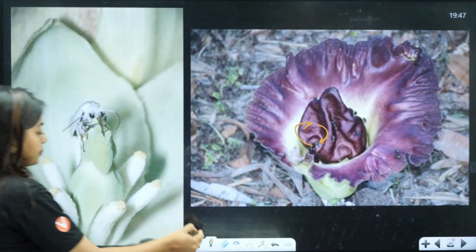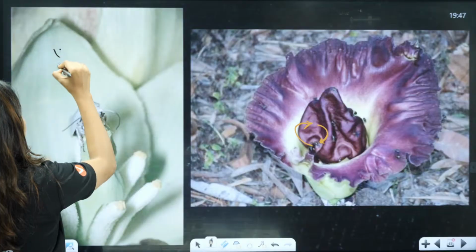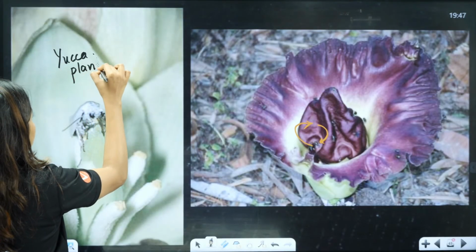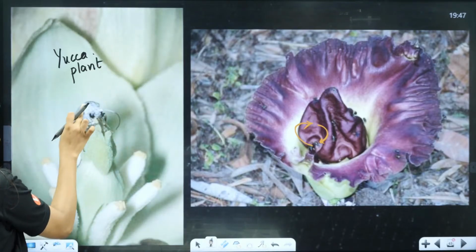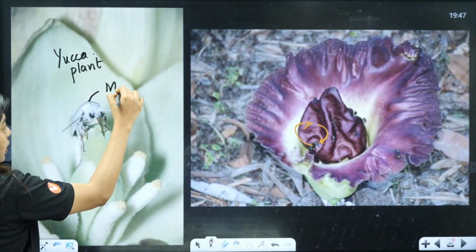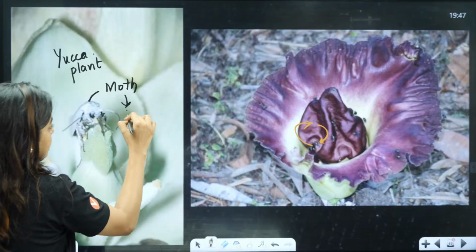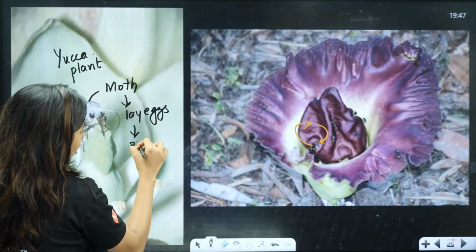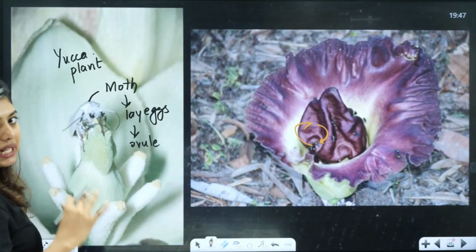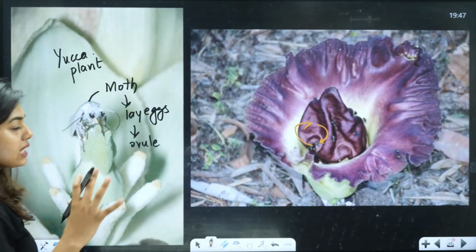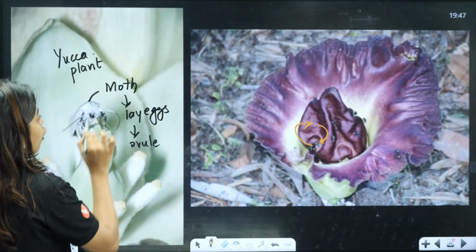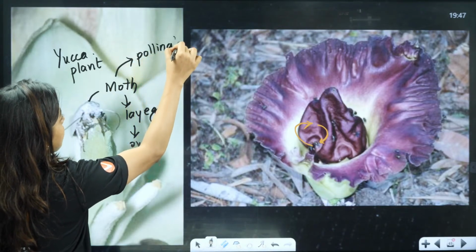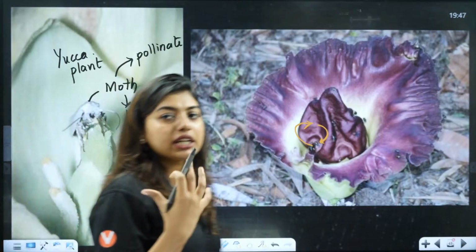Similarly, the yucca moth, the pronuba moth in the yucca plant. This one you are seeing, this is the moth. This moth will lay eggs in the ovule of this plant and it will tell the plant, you please protect. Instead, what will this plant expect from this fellow? The plant will expect that this moth will pollinate. So we have some mutual symbiotic relationships.